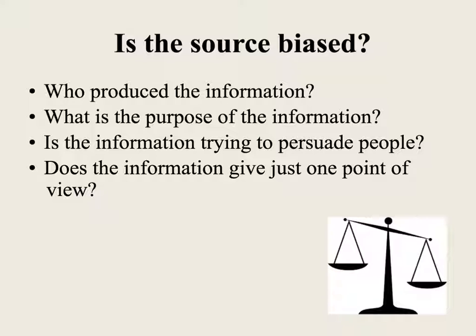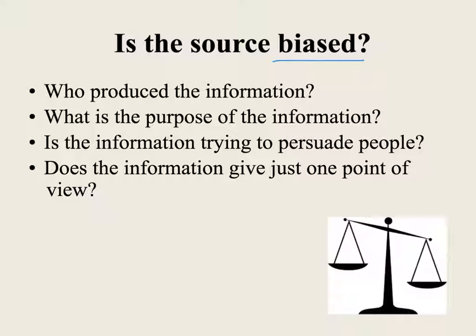The next thing to consider is whether the source could be biased. If something is biased, it means that it is slanted towards a particular point of view and is likely to want to persuade you, the reader, to share that point of view. The information presented will not be balanced and objective. It may miss out key points or explain facts or statistics in a certain way.